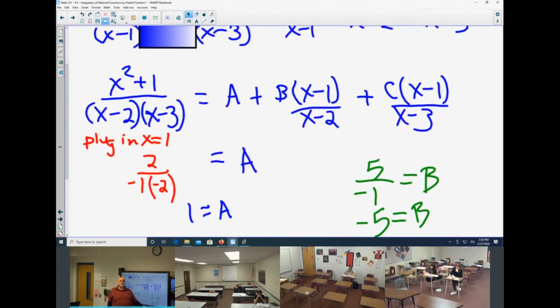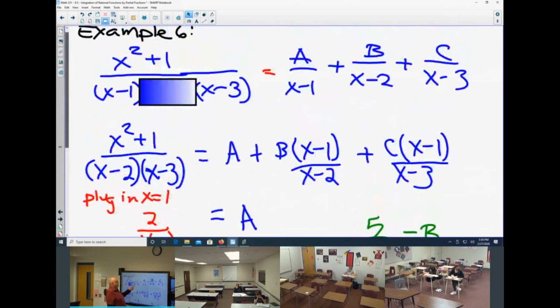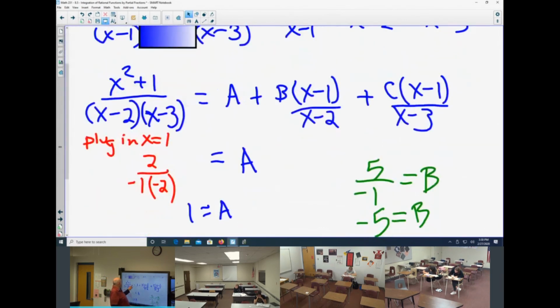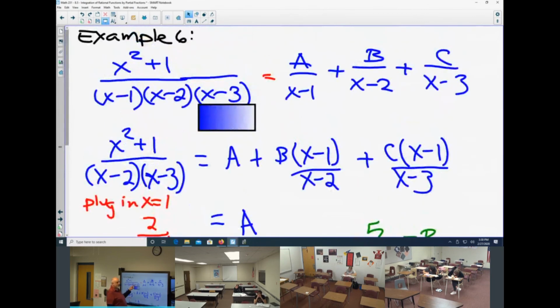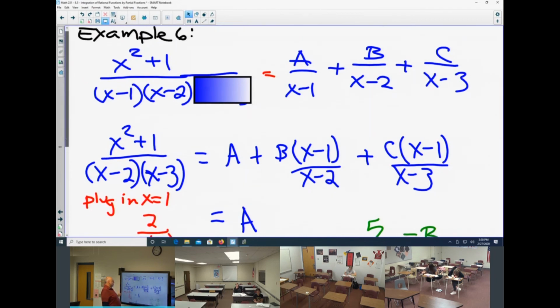Let's do it again for C. Here I'm going to cover up x minus 3. What am I going to plug in? 3. So I'd have 3 squared is 9 plus 1, 10, over 3 minus 1 is 2, 3 minus 2 is 1. So 2. So 10 divided by 2 is 5. So C is 5.